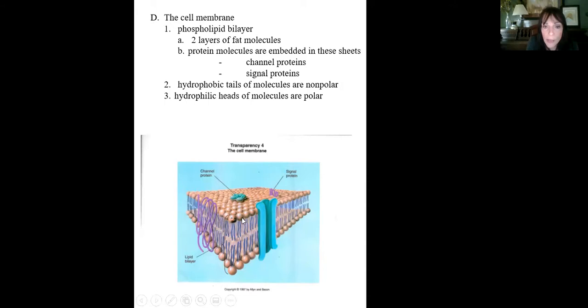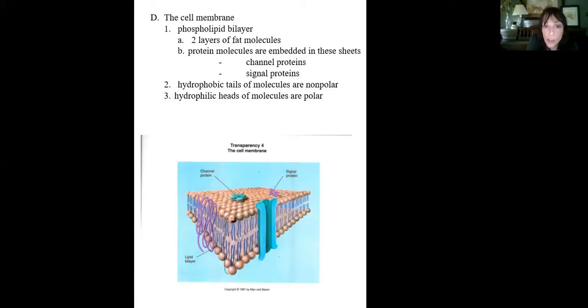And here, let's go through and see. Here is one of the layers, okay? And down below is the other layer, and the tails are facing inward, the heads facing outward. So we have extracellular fluid on this side and intracellular fluid on this side. And this is a stable arrangement that keeps these 2 layers together. Otherwise, our cells would be falling apart within us.